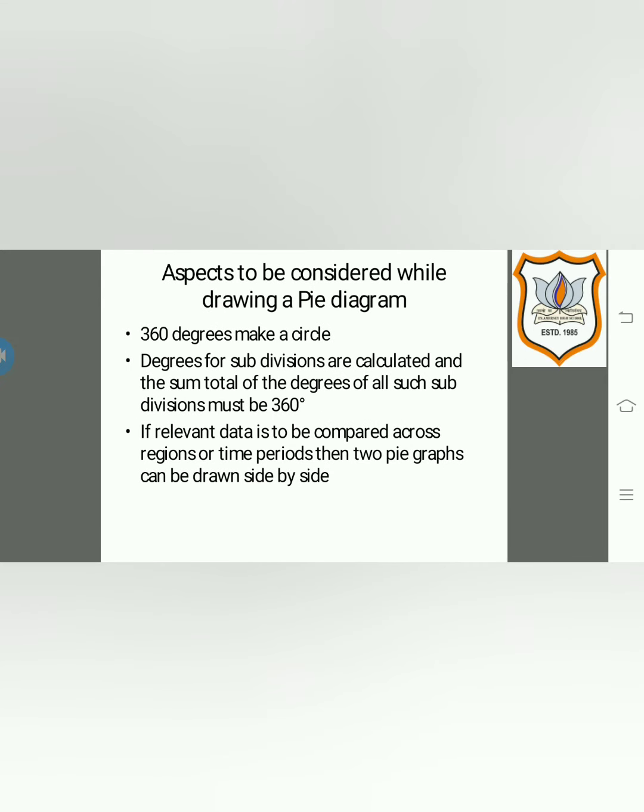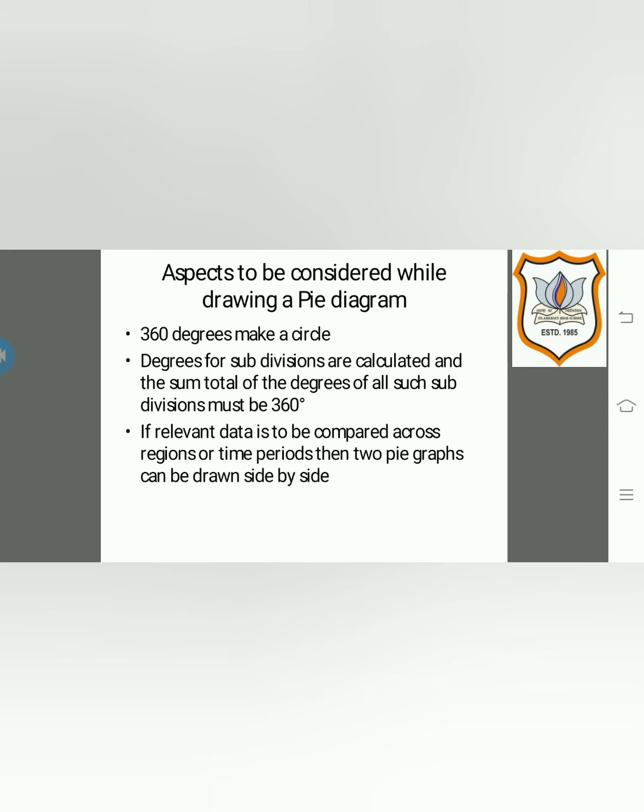Now, what are the aspects that are to be considered while drawing a pie diagram? First of all, as we all know, 360 degrees make a circle. That means the total degree measurement of a pie diagram will be equal to 360.